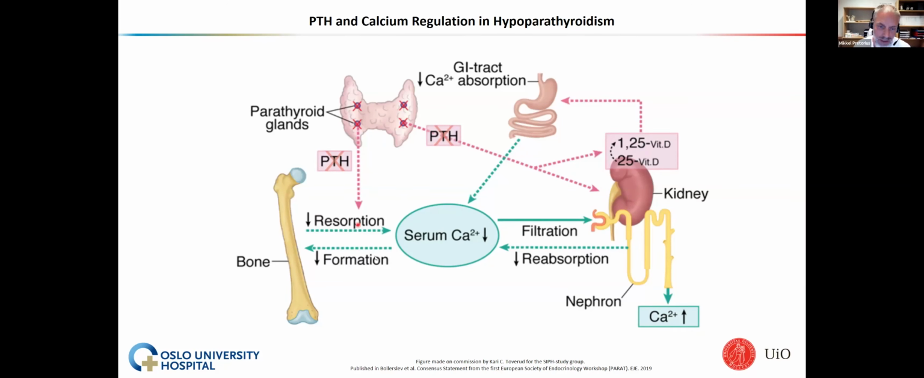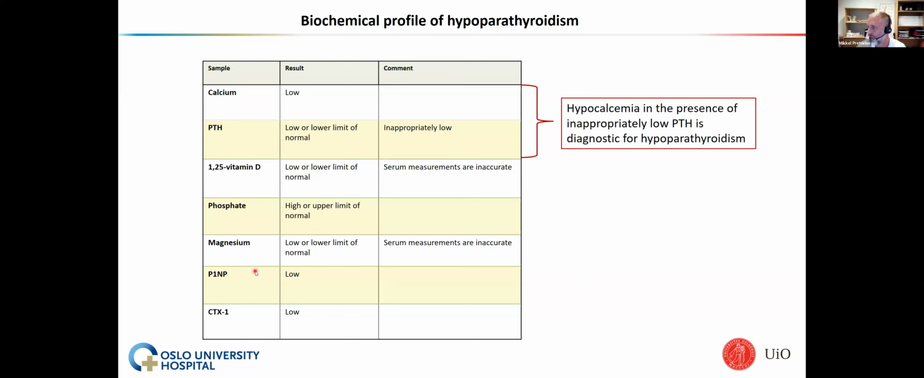You also have a phosphate problem. Normally, PTH inhibits the sodium phosphate co-transporters, but if you are lacking PTH, then these co-transporters will open, and now you'll get more phosphate from the urine and back into the blood. It will give you this quite characteristic biochemical profile with low calcium, low PTH, low vitamin D, magnesium, and bone markers, but high phosphate. Only the first two are necessary for the diagnosis.